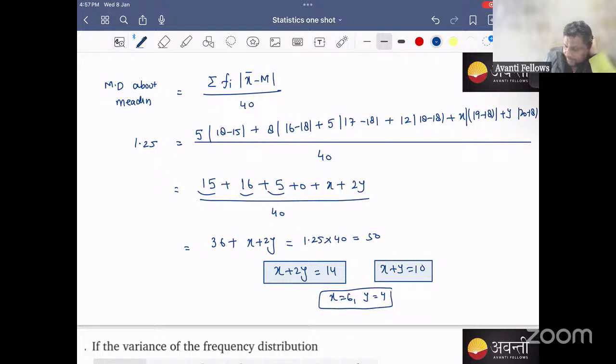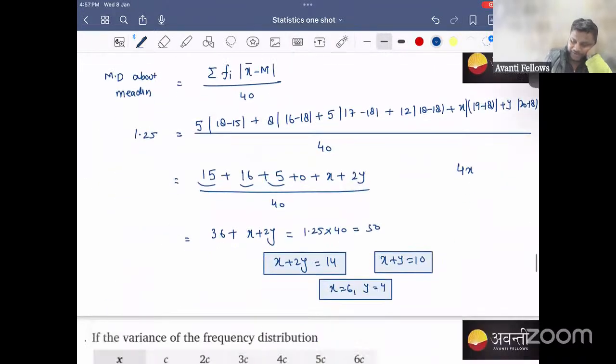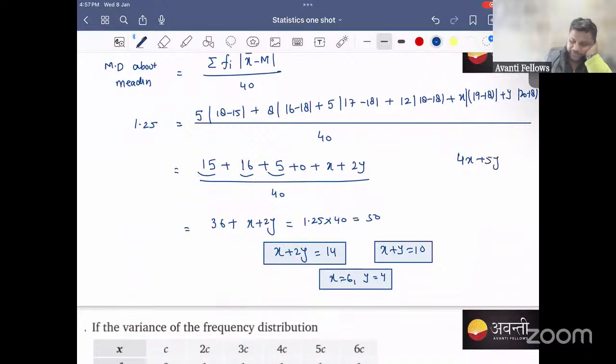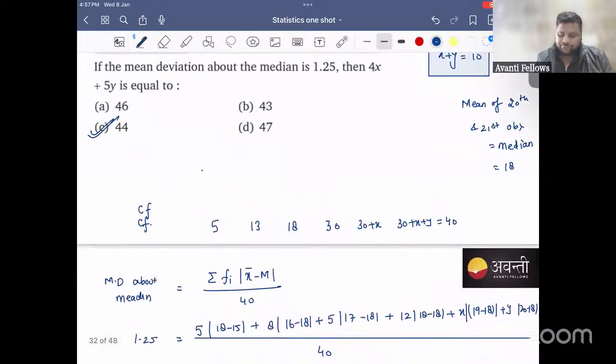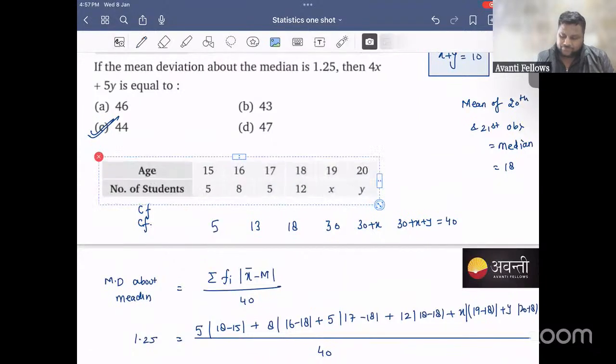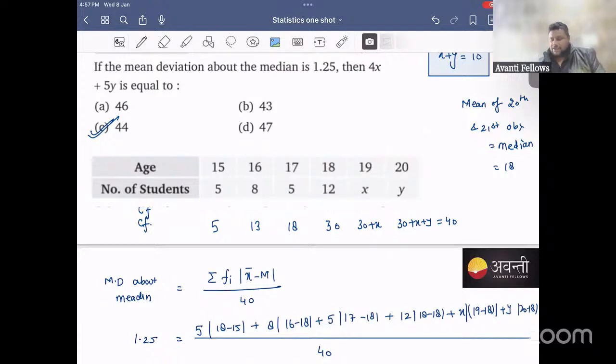Got it? x is 6, y is 4. So they are asking for 4x plus 5y. So 4 6s are 24, 5 4s are 20. That is 44, your answer. There it is. Understood? Have a look at this question.